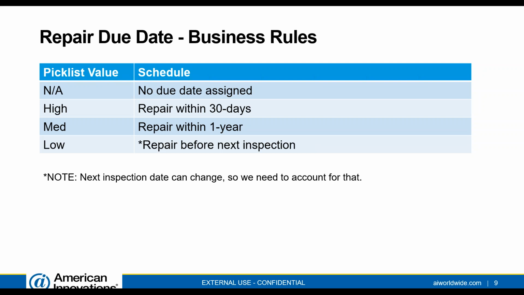What happens if I take another inspection in a year? That's going to change my due date for my repair item based on the new inspection date. So we have to account for where multiple inspections occur. We'll look for that case here when we start to flesh out this example.